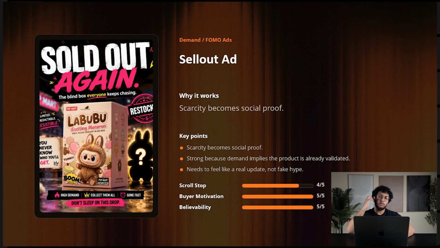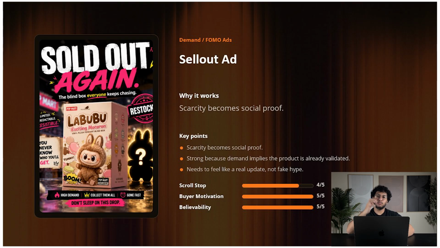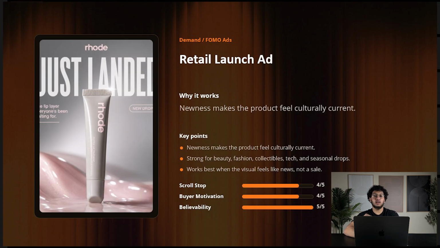If the ad sold out multiple times, the viewer assumes demand is real. That does a lot of selling without a long explanation. This works especially well for drops, collectibles, beauty launches, fashion, seasonal products, and limited inventory. The key is to frame it like news. Sold out again, back after selling out, restocked. This makes the product feel like it has momentum. S tier.